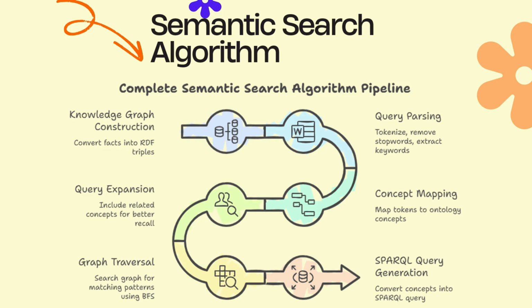And then stage 6, which is SPARQL query generation. So finally, all these tokens, concepts, and relationships are converted into a SPARQL query that gets executed against the knowledge graph to pull the actual results. The system built this query automatically based on everything it understood, and you never had to write a single line of it. And that's the full picture.